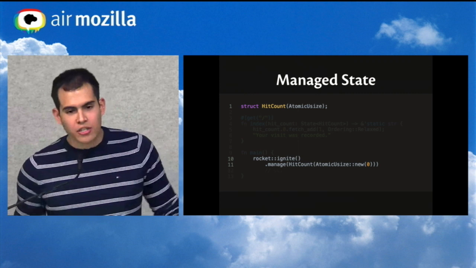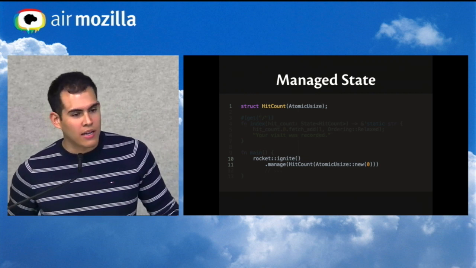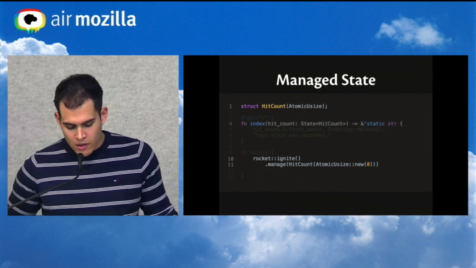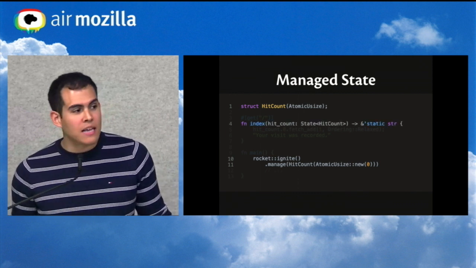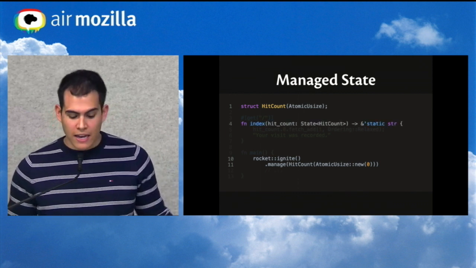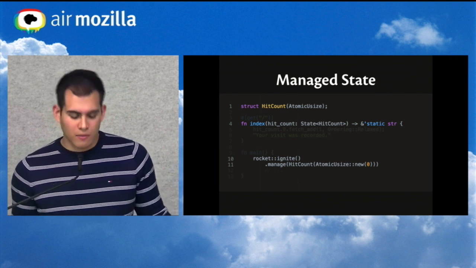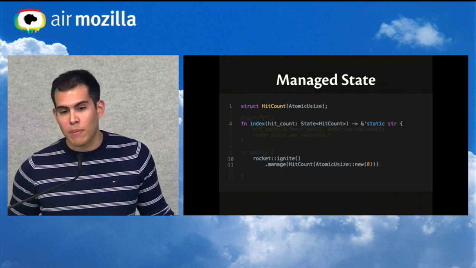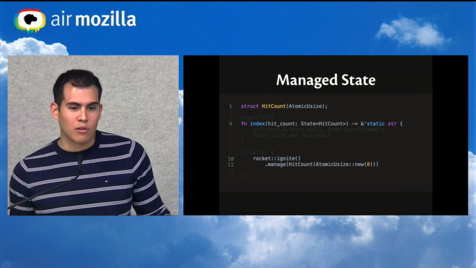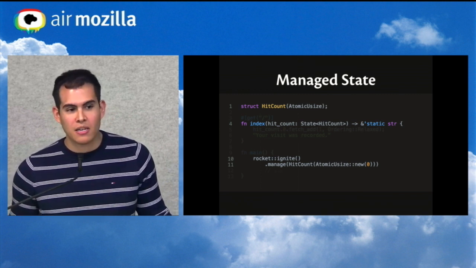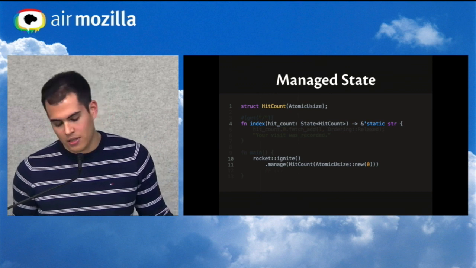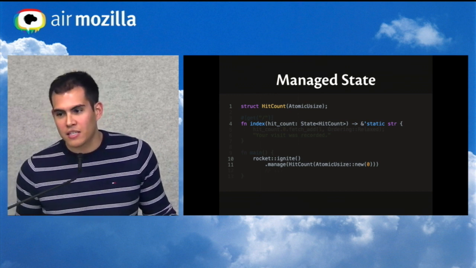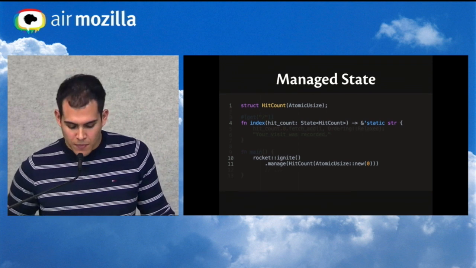And then you call manage on the Rocket instance. So you ignite the Rocket, and then you call manage, and you pass in the state that you want Rocket to manage. And then when you're ready, you just add a state request guard. If the state exists, then Rocket will give you the state, and you can do whatever you want. And if it doesn't, then that route won't pass. There's a lint that will tell you when you try to access state that is not actually managed. So in practice, it should never happen that a state guard is not passed.